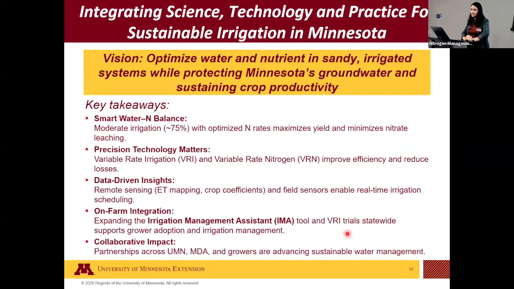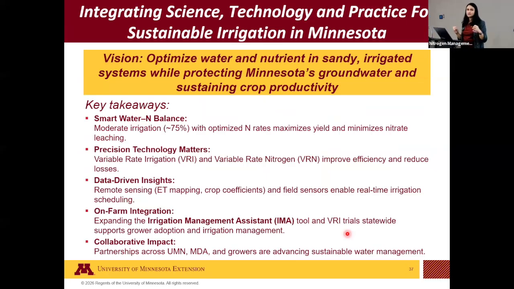So this is my last slide, some takeaway messages. The first one is the smart water nitrogen balance. We looked at those data sets. We figured out that same as nitrogen response, there is an irrigation response, and our 75% irrigation is not too different from 100%.